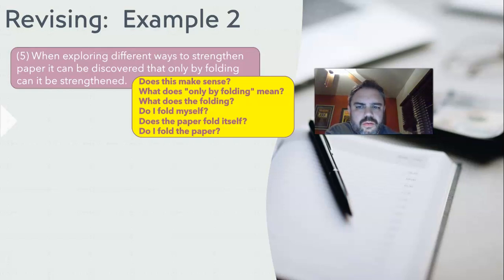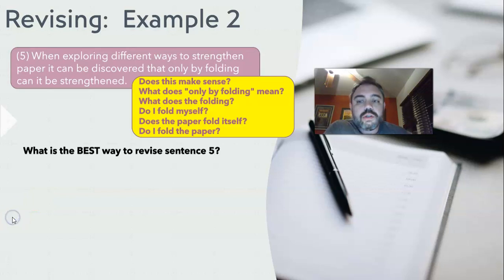What does the folding? Do I fold myself? Do I fold myself then fold the paper? Does the paper fold itself? Does it like, hey guys, I'm gonna fold it myself? Can it do that? I don't know if it can do that. Do I fold the paper? You know, so you can see this sentence is a little unclear about what or whom is doing the folding. So again, my question is, what is the best way to revise sentence five?